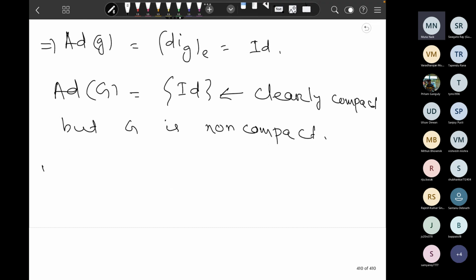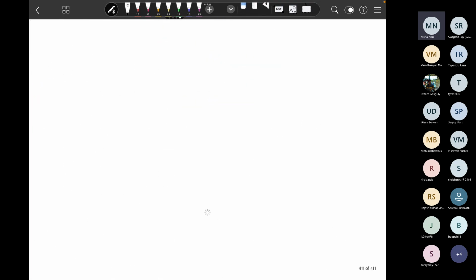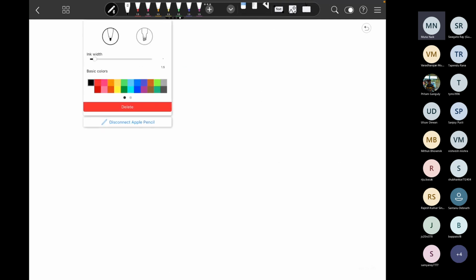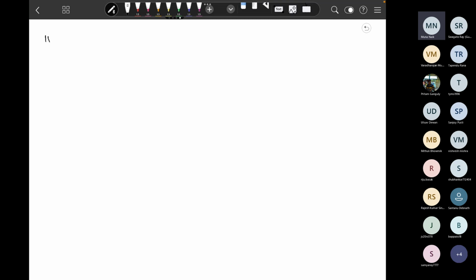So the second example is we take this: let G is equal to K cross Rn, where K is a compact group.